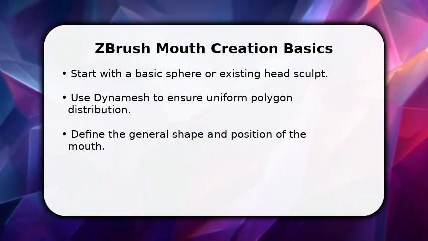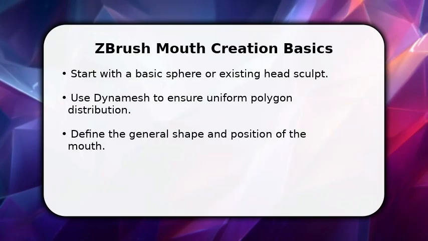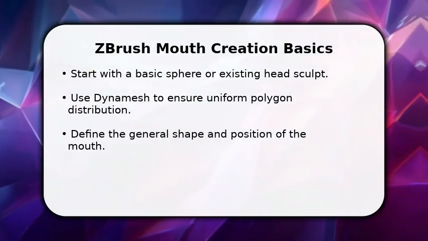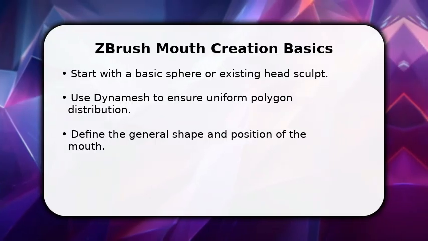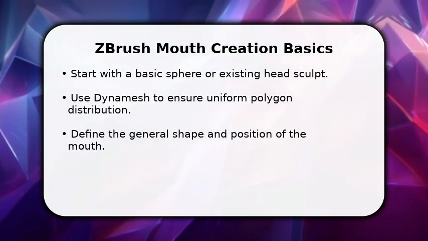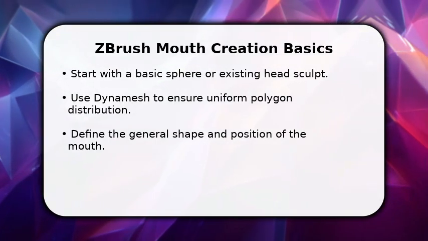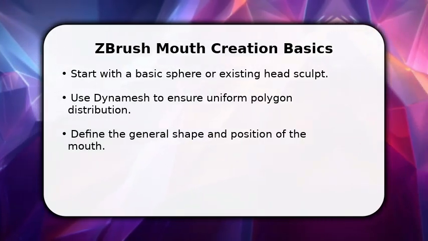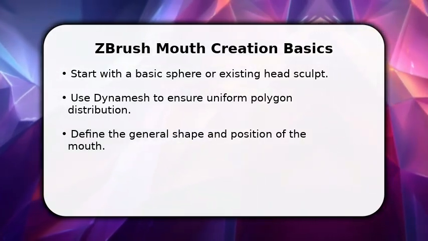In this video, I will explain how to make a mouth in ZBrush. First, begin with a simple sphere or an existing head model. It's crucial to activate Dynamesh early on, perhaps at a resolution of 128, to maintain an even polygon density as you sculpt. This initial step helps establish a clean base.